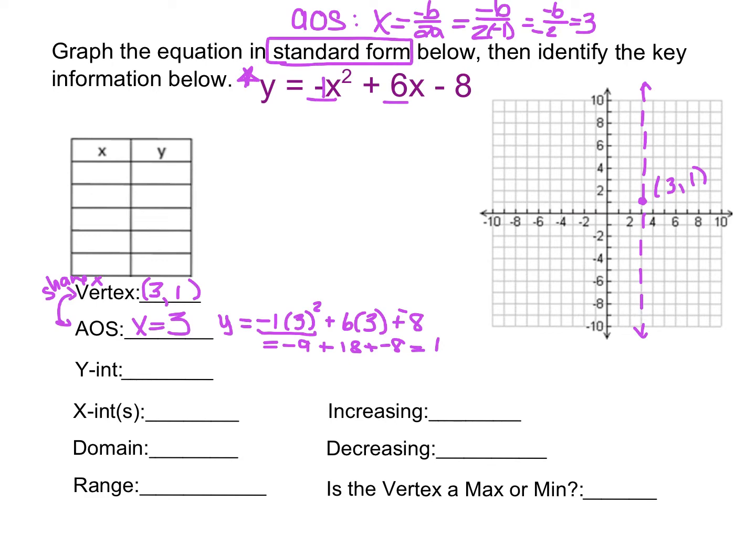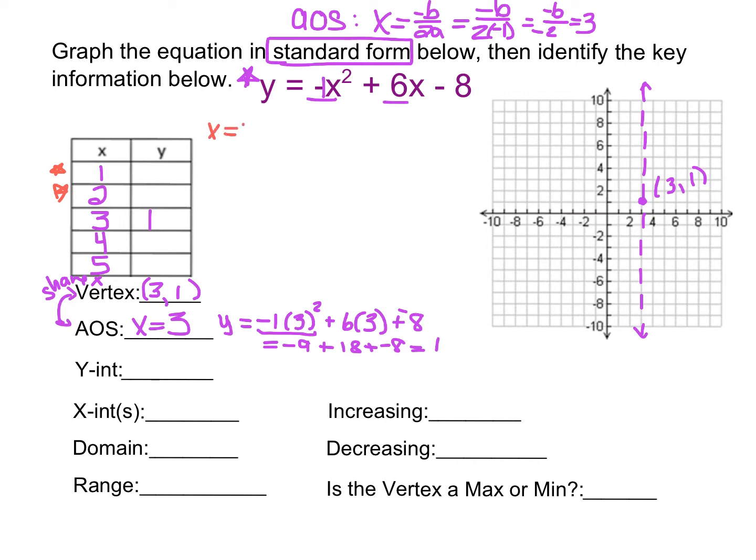Then from here, we need to identify some more key points. So what I'm going to do is put my vertex here in the middle, and I'm going to calculate some points around it. And you can calculate whichever points around it that you would like. I'm going to start by calculating when x is 1 and x is 2, and then using my knowledge of symmetry to find those other points for x is 4 and x is 5.